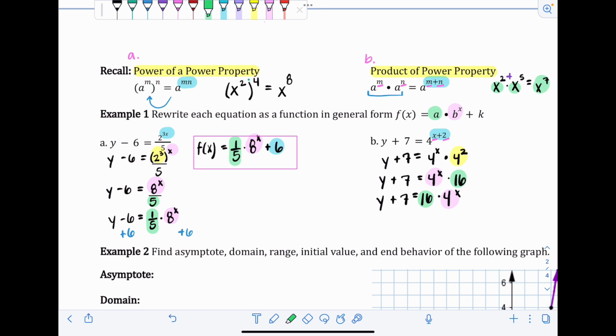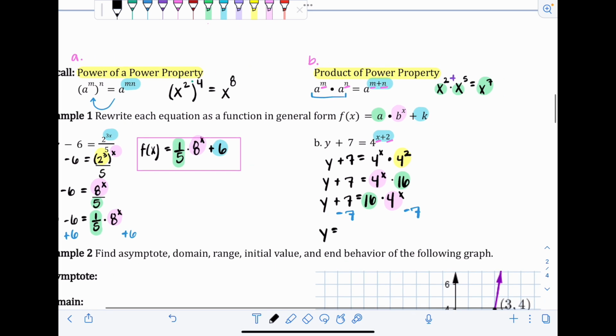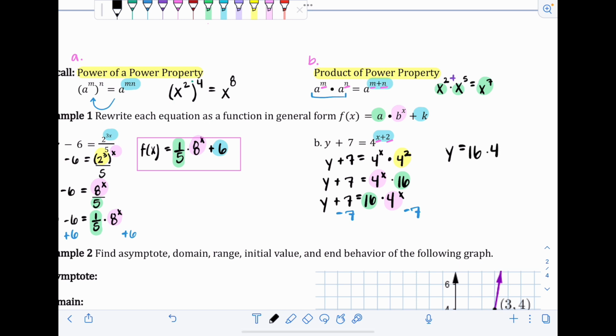And then now I need to get that constant added to the end, that's going to be this 7. So I just got to subtract over that 7, and then it's going to just tack on at the end. So y equals, the 7 minus 7 cancels out, so I'm going to write it off to the side again so it's a little bit bigger, but y equals, the 7 minus 7 cancels out right here, and then I have the 16 times 4 to the x power, and then minus 7. So that 16 is a, that 4 is b, and then the negative 7 is k.